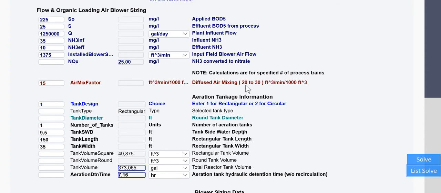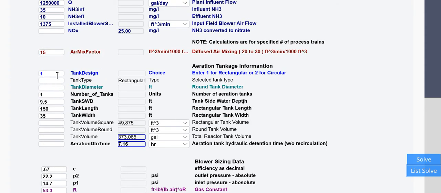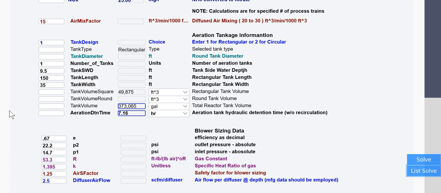Rule of thumb is normally from 20 to 30 cubic feet a minute for 1,000 cubic feet of aeration tank volume. You can put in the number of tanks and the type of tank. In here we have a rectangular tank, we have one tank online, and we have the dimensions of the tank: side water depth 9.5, length 150, and 35 foot wide. The application then calculates out, based on the flow, the hydraulic detention time and the volumes. Obviously, it was a rectangular tank, so the round volume is not employed.